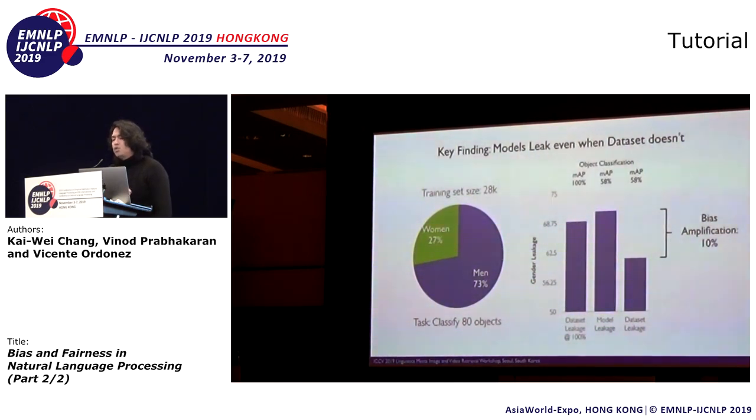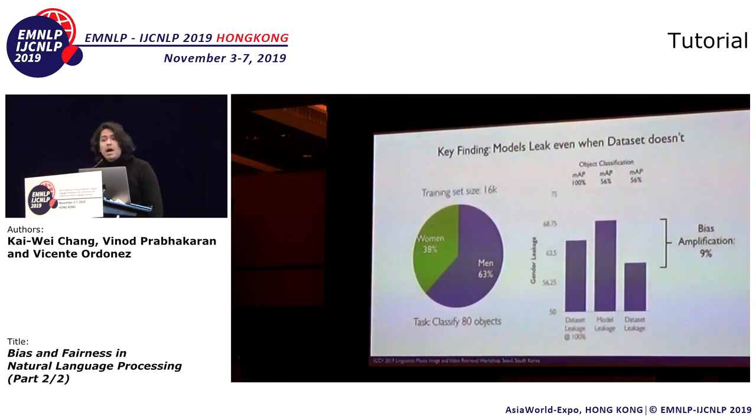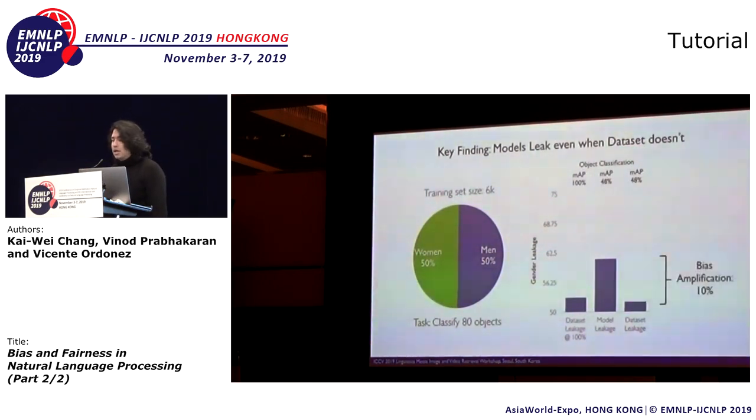Now, we tried to balance the dataset because we thought the dataset is unbalanced, but once we balance, maybe this will go down. And it went down. So here is more balanced. So the ability to predict the gender is less now because it's more balanced. But the difference between the leakage in the model and the dataset is kind of similar. We also tried to completely balance the dataset.